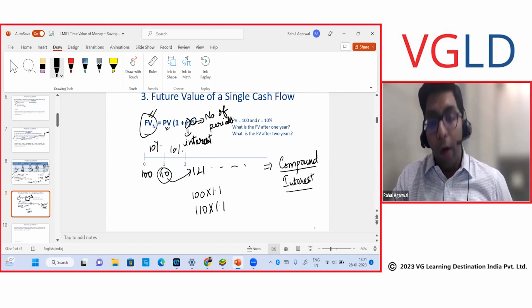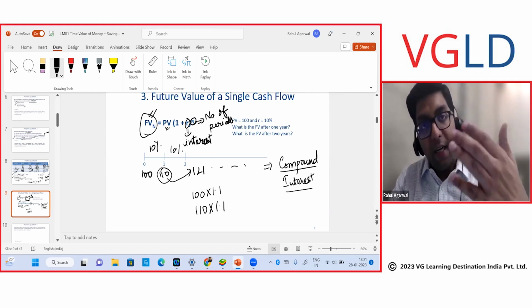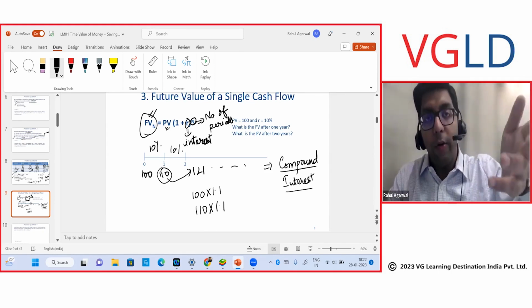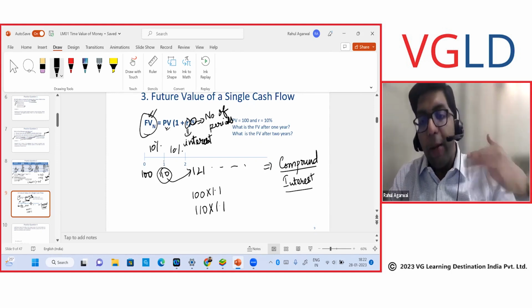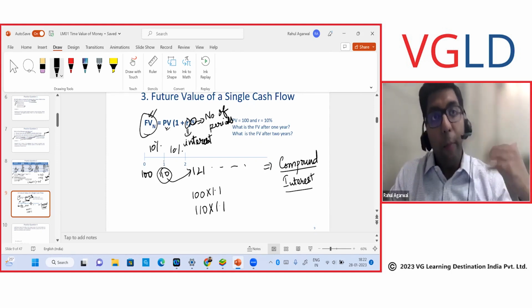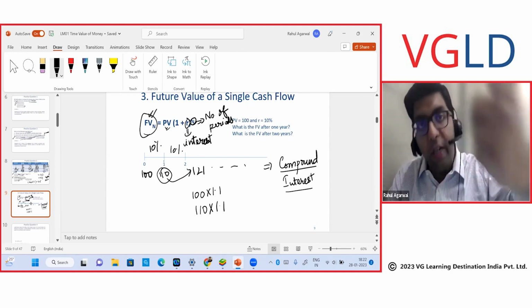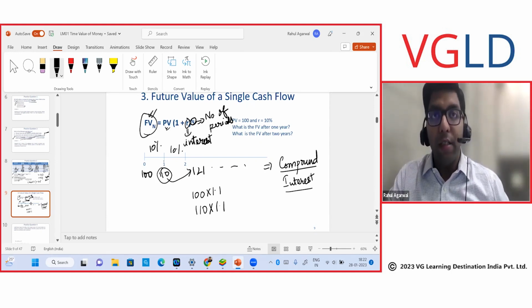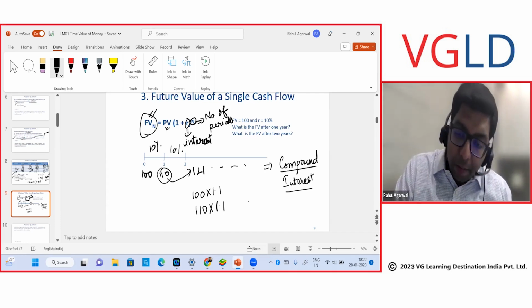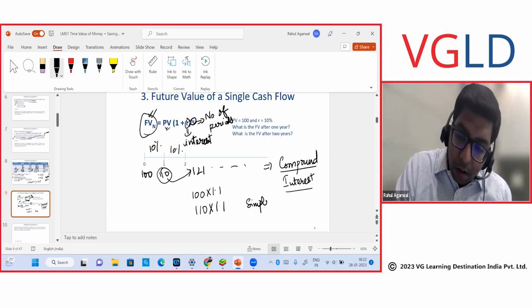You are not withdrawing money. Money keeps rolling. 100 becomes 110. Then you put that 110 into the basket. That grows to 121, which grows further. It's not like the same 100 is growing. The interest is also reinvested. This is called compound interest. Interest on interest, basically. But you remember something called simple interest?